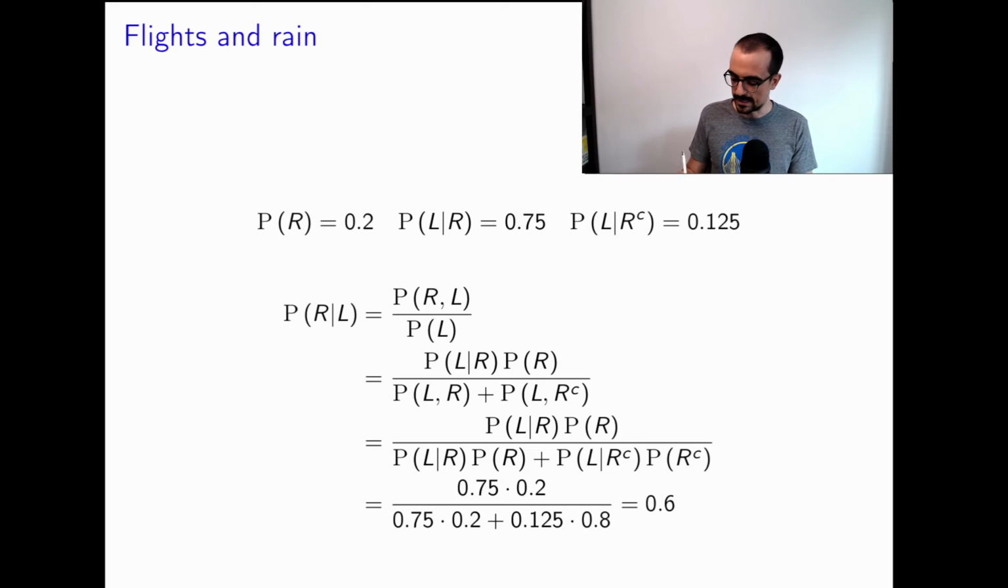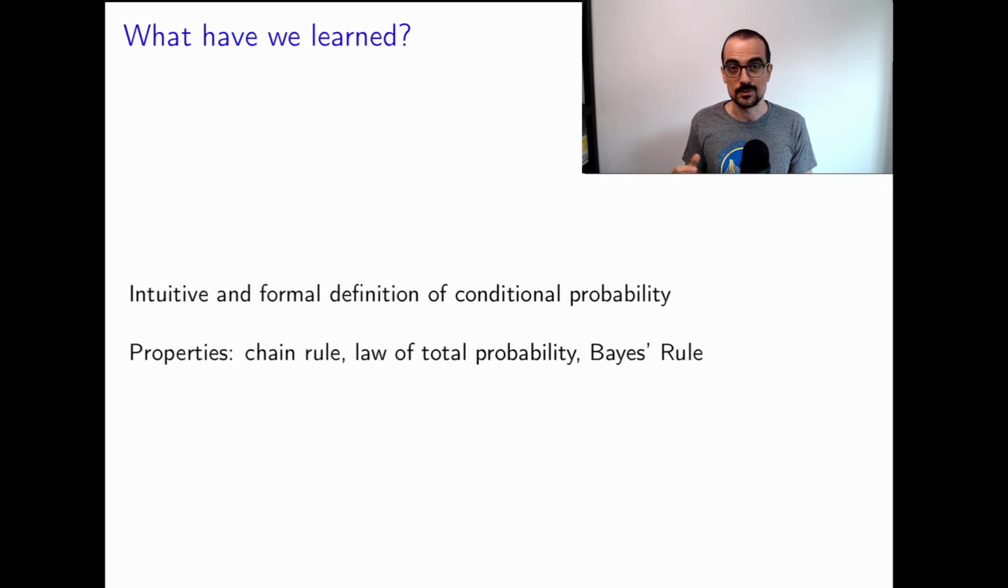So, okay, you plug in the numbers, and the probability that it was raining if you find out that a plane is late is 0.6. Okay, which makes sense, right? The probability of rain is 0.2, but if you know that a plane is late, since planes are late because of rain, it makes sense that it increases. To know how much it increases, you have to apply Bayes' rule. Okay, you have to reweight appropriately.